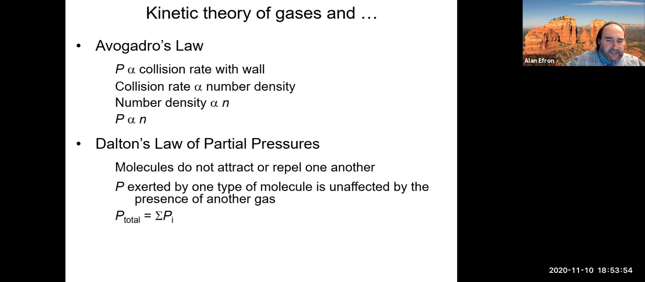And lastly, as we just talked about, there are no attractive or repulsive forces between the gas molecules. Thus, we can assume that they're in there by themselves, and we could do our partial pressures, as one is unaffected by the presence of another gas. Any questions on the kinetic molecular theory of gases?